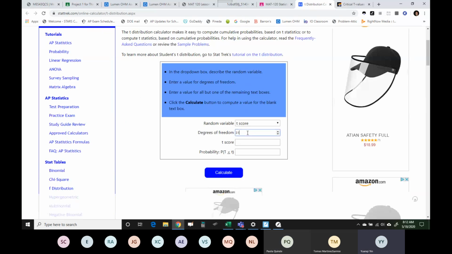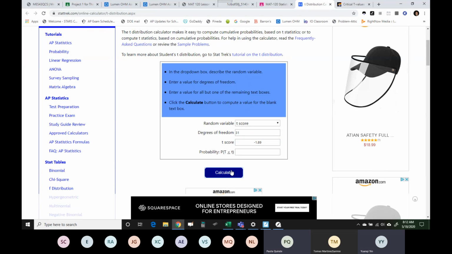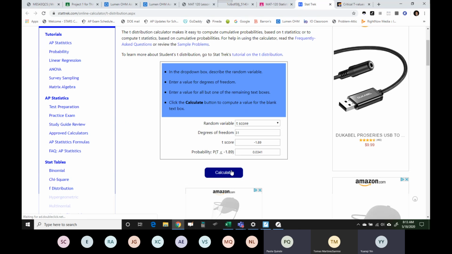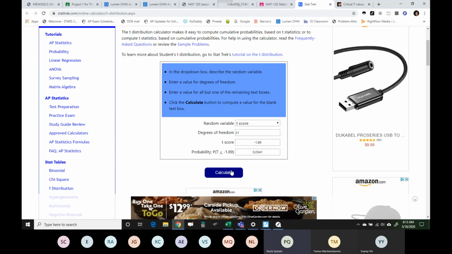So 31 is the degree of freedom. Now it's going to be 1.89 and calculate. And now, oh, look, that makes more sense. 0.0341. By the way, 0.0341, do you think that that's a number smaller than the smallest number? Or can I use 0.0341? Yes, I can use it because it cannot be smaller than 0.0001. So this number, I can use it for my purpose.